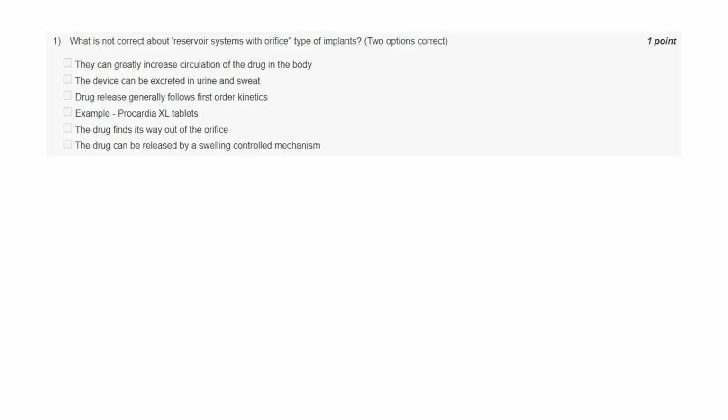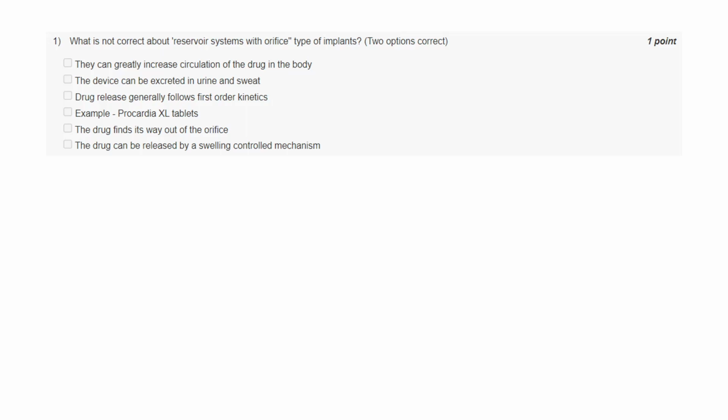So can you see the first question displayed on the screen? Okay, I'll read out the question. The question says, what is not correct about reservoir systems with orifice type of implants? We have to choose two correct options, and the options are: they can greatly increase circulation of the drug in the body; the device can be excreted in urine and sweat; drug release generally follows first order kinetics; example is Procardia XL tablets; the drug finds its way out of the orifice; the drug can be released by a swelling control mechanism.